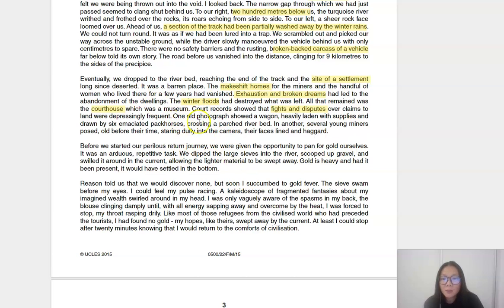Yeah. So one old photograph showed a wagon heavily laden with supplies and drawn by 6 emaciated pack horses crossing a parched riverbed. In another, several young miners posed, old before their time, staring dully into the camera, their faces lined and haggard.